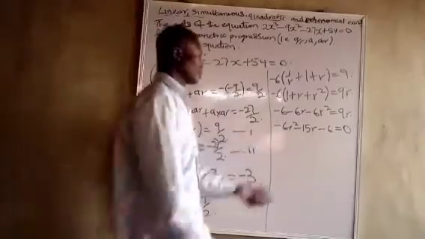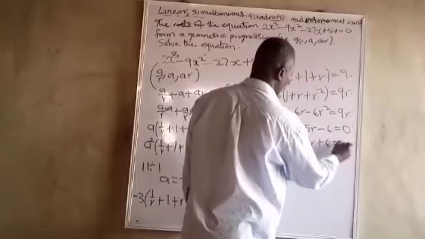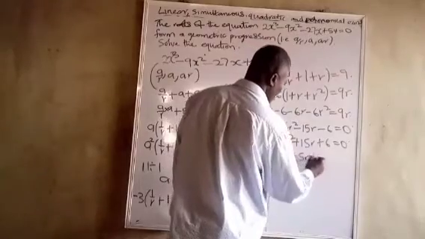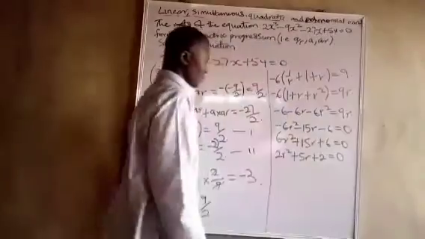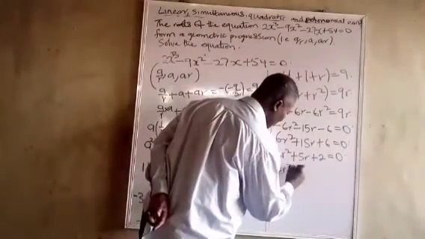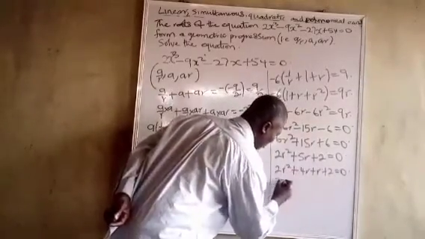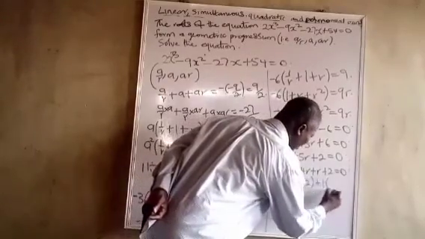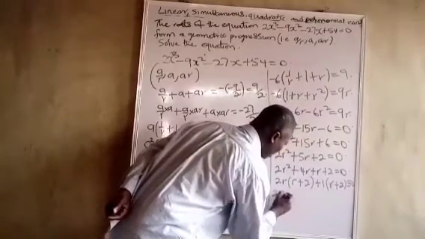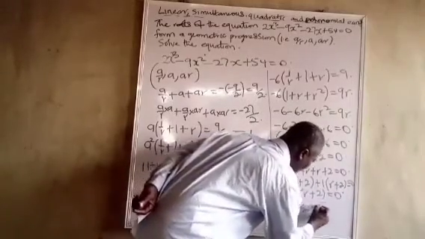So let me multiply by minus 1. So I have 6r squared plus 15r plus 6 equals 0. Let me divide by 3. We have 2r squared plus 5r plus 2 equals 0. Then two numbers whose product will be 4 and whose sum will be 5. That is 4 and 1. So I have 2r squared plus 4r plus r plus 2 equals 0. So what do I have here? I have 2r into r plus 2 plus 1 into r plus 2 equals 0. So 2r plus 1 into r plus 2 equals 0. So r equals minus 1 over 2 or minus 2.